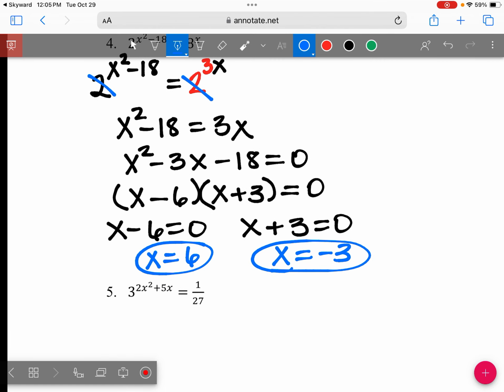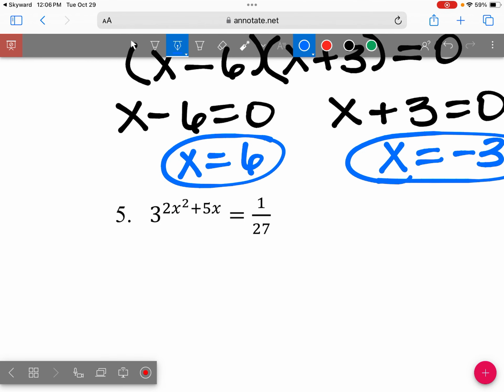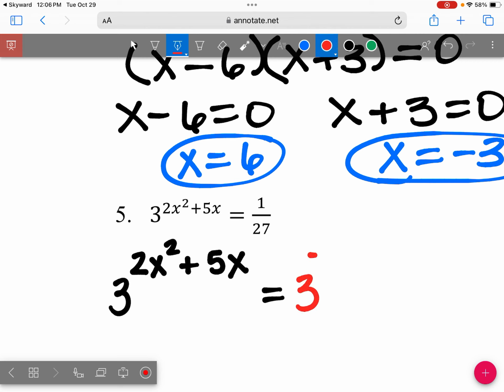All right, so let's look at question number 5. So we know that the left side is as low as it can go. And 1 over 27 is the same as 3 to the what power? -3. Yep. Go ahead, drop the base.